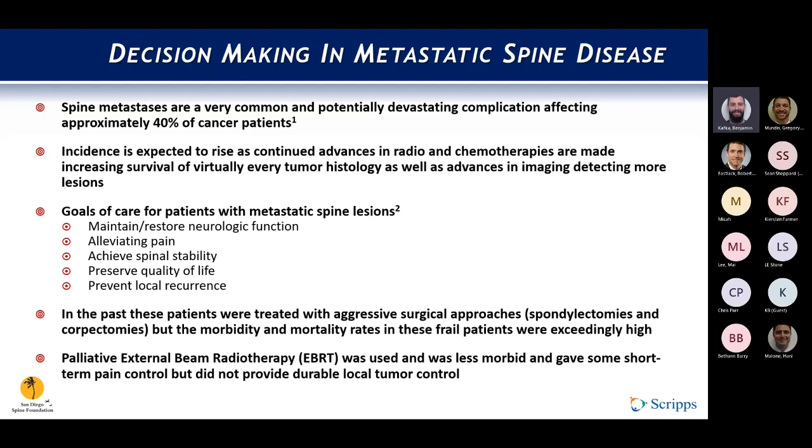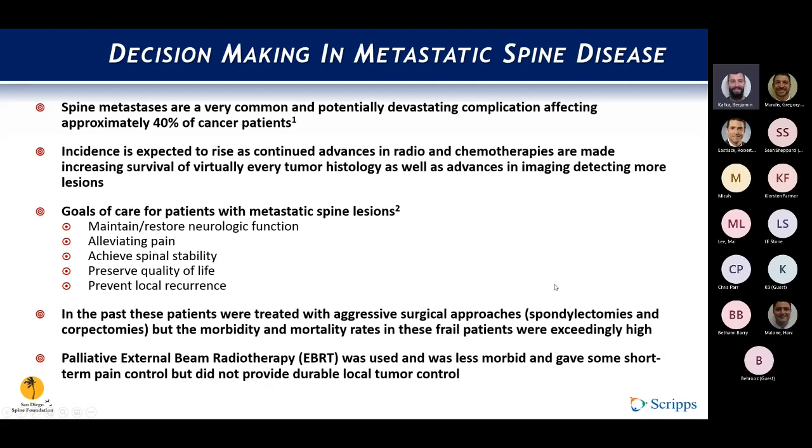And once you have one of these patients, in the vast majority of patients, the goals of surgery are not to cure the patient. The goal of the surgery when we have a patient with metastatic spine disease is to get them back to their systemic therapy in as good a function as possible. And so the main goals are to maintain and restore neurologic function, alleviate pain, achieve spinal stability, preserve quality of life, and prevent local recurrence. And then that is all to get them back to their systemic therapy, which will treat their underlying disease as quickly and in as good a shape as possible.